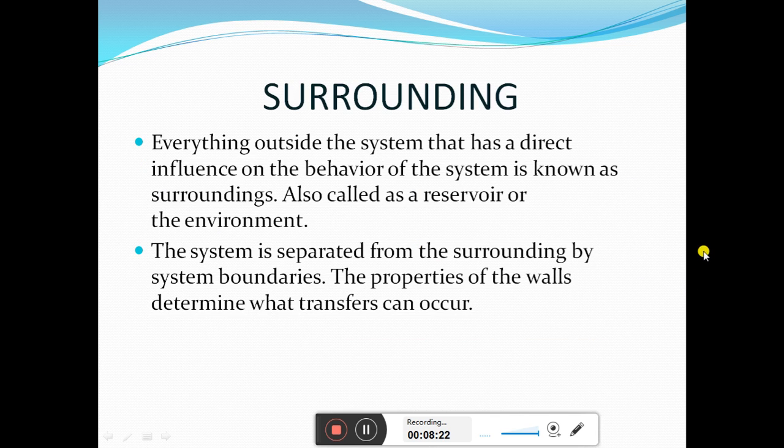The next is surroundings. Everything outside the system that has a direct influence on the behavior of the system is known as surroundings. They are also called a reservoir or the environment. The system is separated from the surroundings by a system boundary. The properties of the walls determine what transfer can occur.